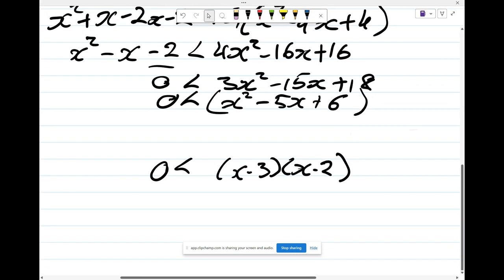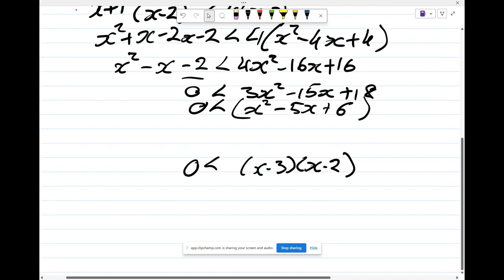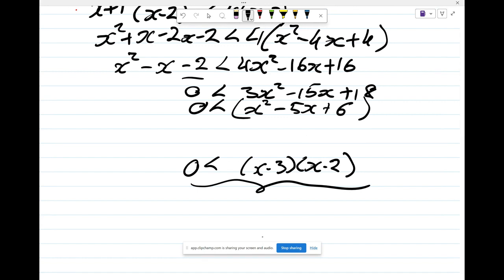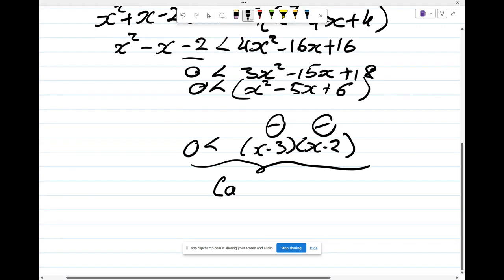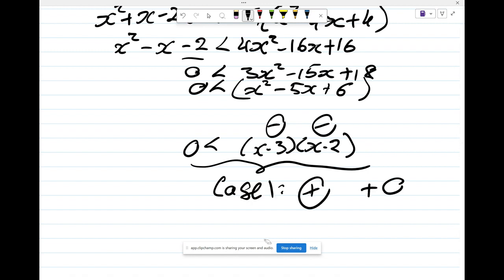So we basically want to find values for x. And how we could do that is if we look at this whole thing multiplied together, it is going to be positive because it's greater than 0. And the only way a number is positive if it's two things multiplied together is if it's a positive times a positive, or a negative times a negative. And so we could go through each of our cases. We could say case 1, both of them are positive, and then case 2, both of them are negative.